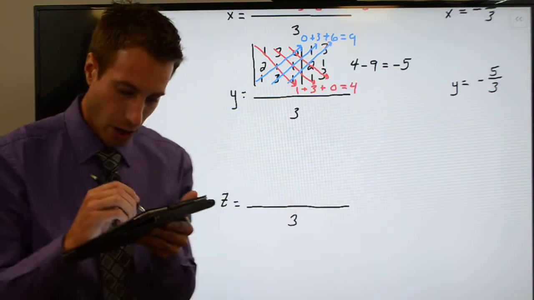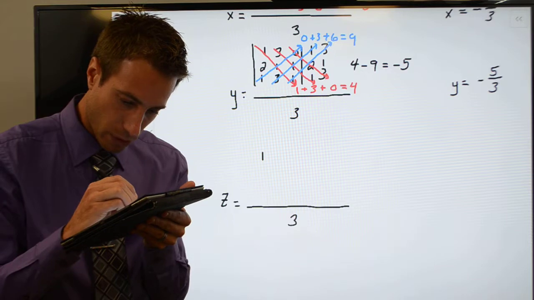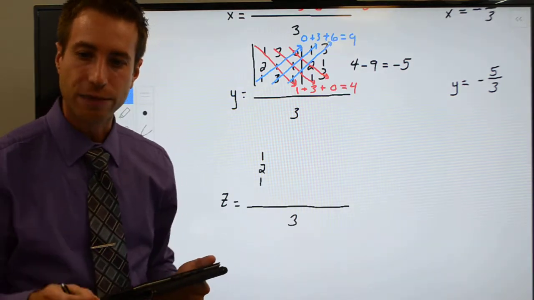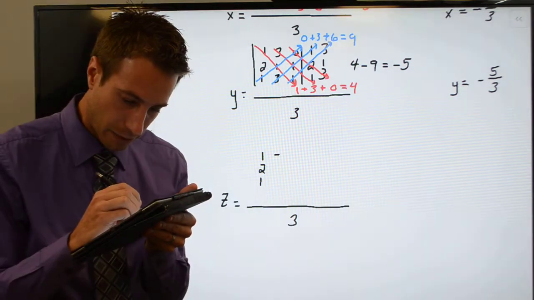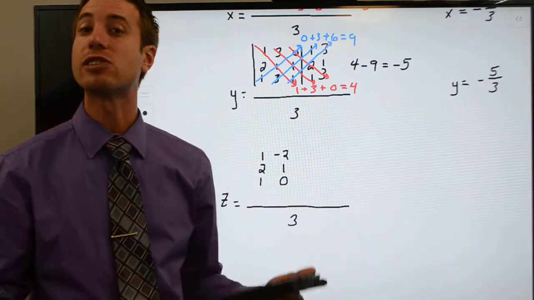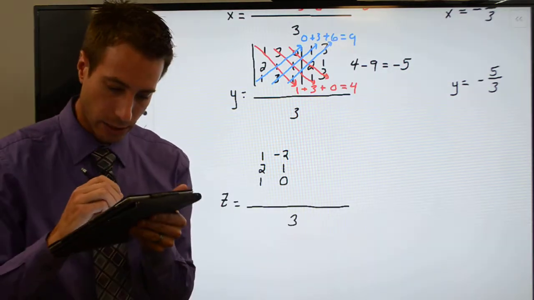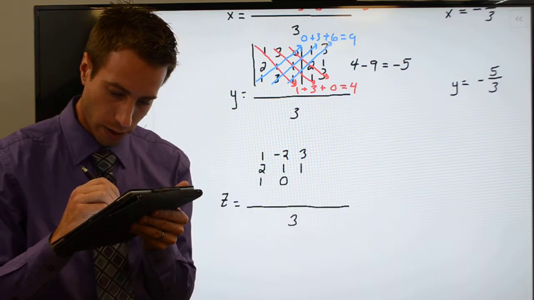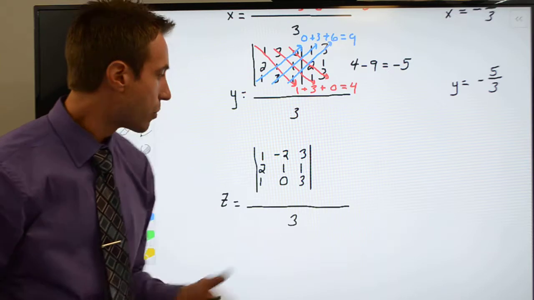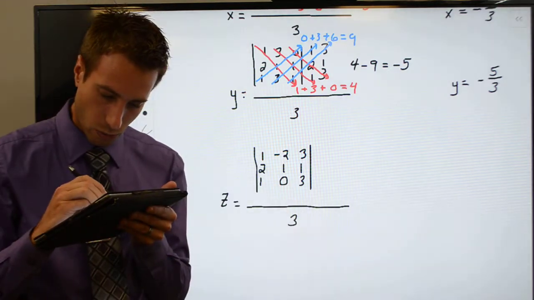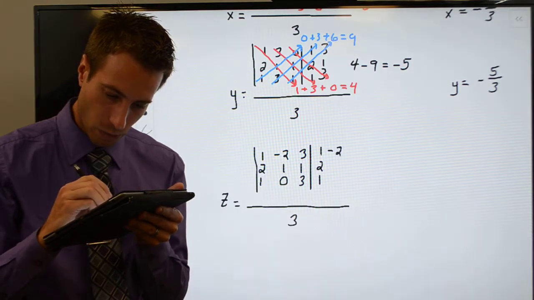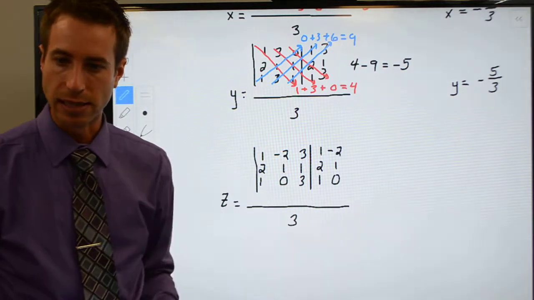Need my marker. All right, so I'm going to have the 1, 2, 1. Those are my x coefficients. My y coefficients were the -2, 1, 0. And then the z coefficients get replaced with my constants: 3, 1, 3. Then I draw my determinant bars and rewrite the first two columns: 1, 2, 1, -2, 1, and 0.